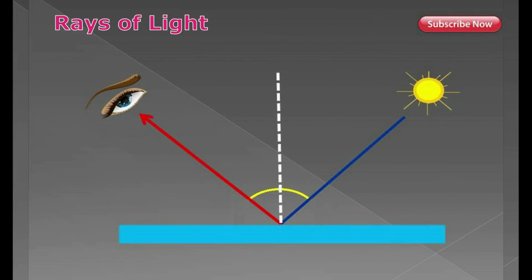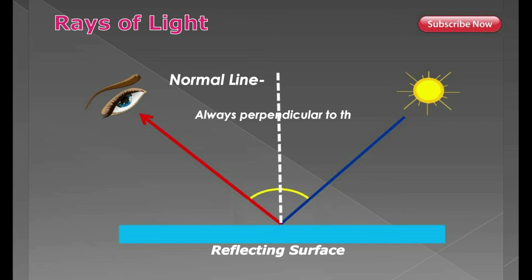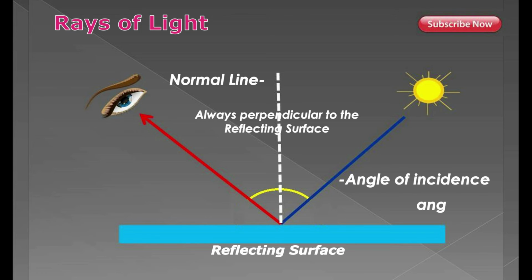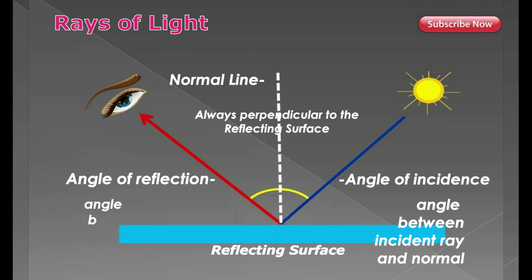In this picture, you can see a dotted line. This line is known as the normal. Normal is the line which is always perpendicular to the reflecting surface. Angle of incidence: the angle of incidence is the angle between the incident ray and the normal. Angle of reflection: the angle of reflection is the angle between the reflected ray and the normal.